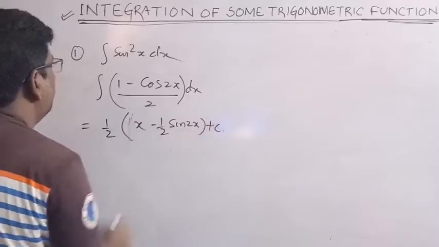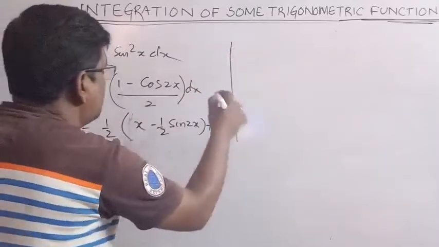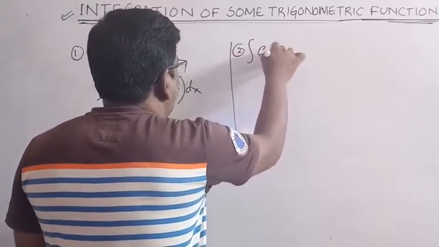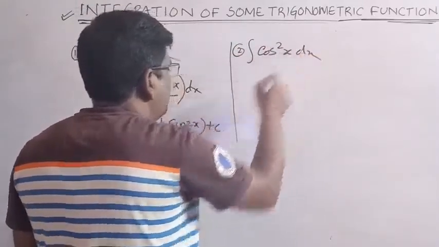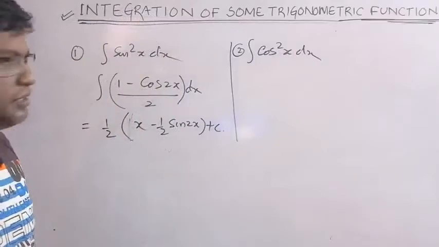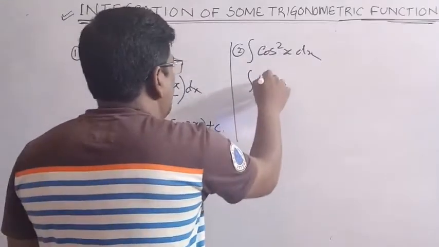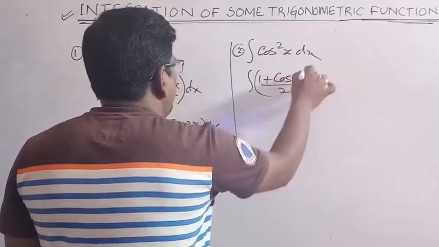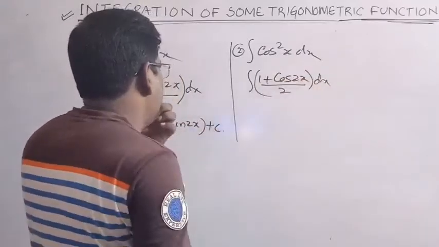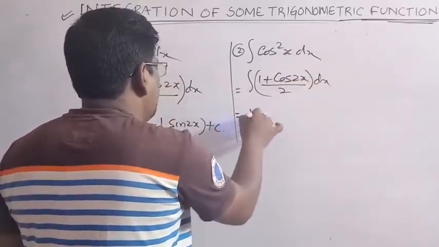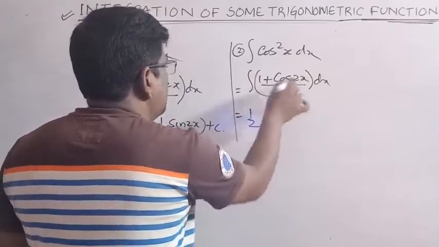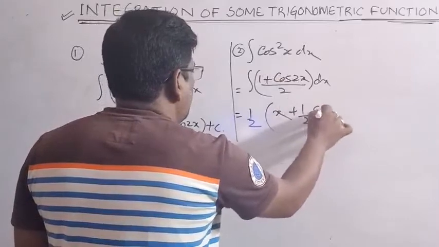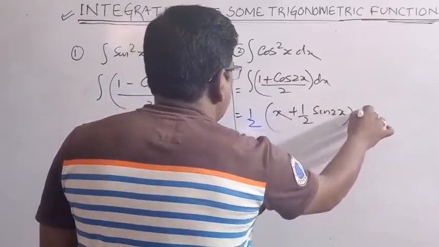Now for cos, integration of cos square x dx is equal to 1 plus cos 2x by 2 whole dx. So this is equal to 1 by 2 constant, integration of dx x, integration of cos 2x 1 by 2 sin 2x plus c.